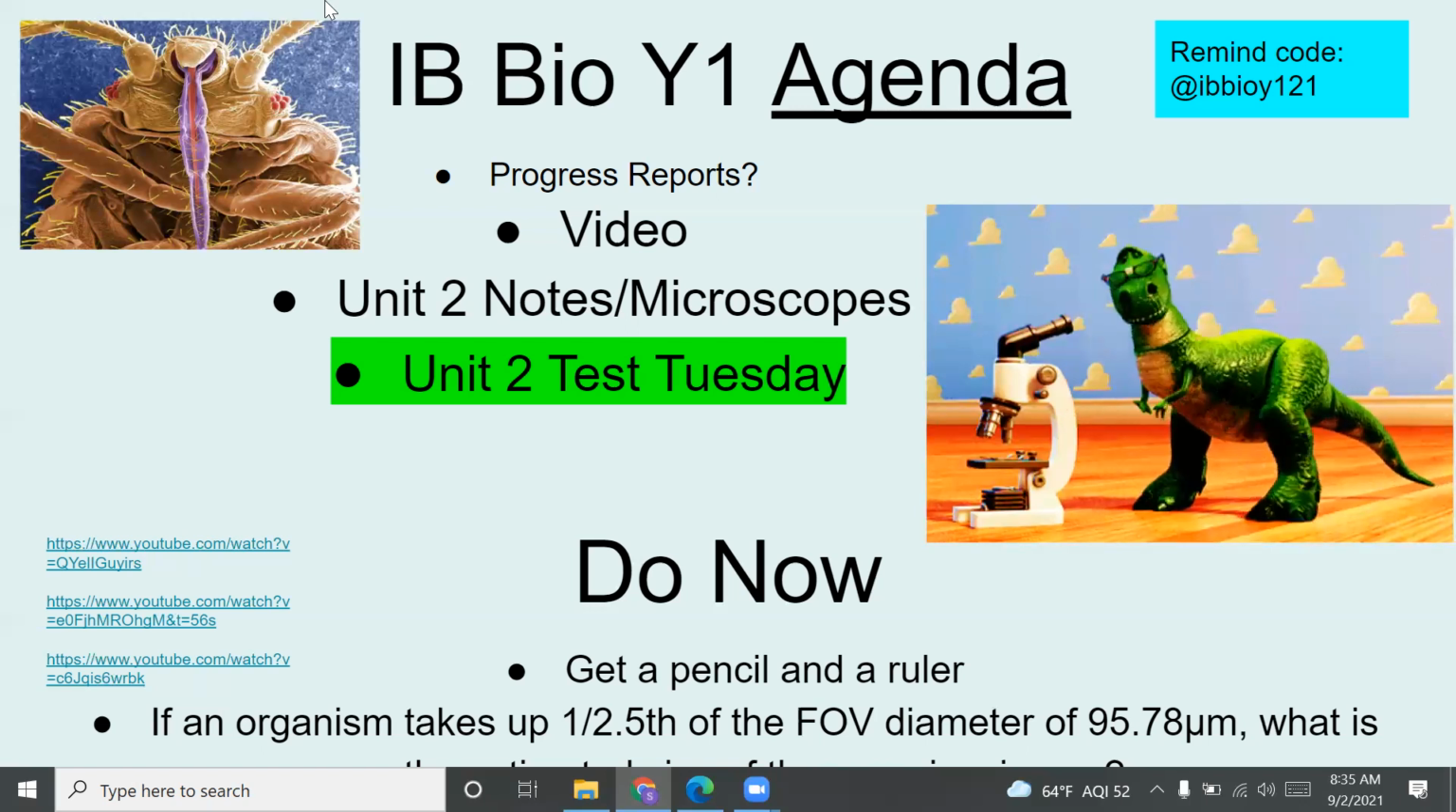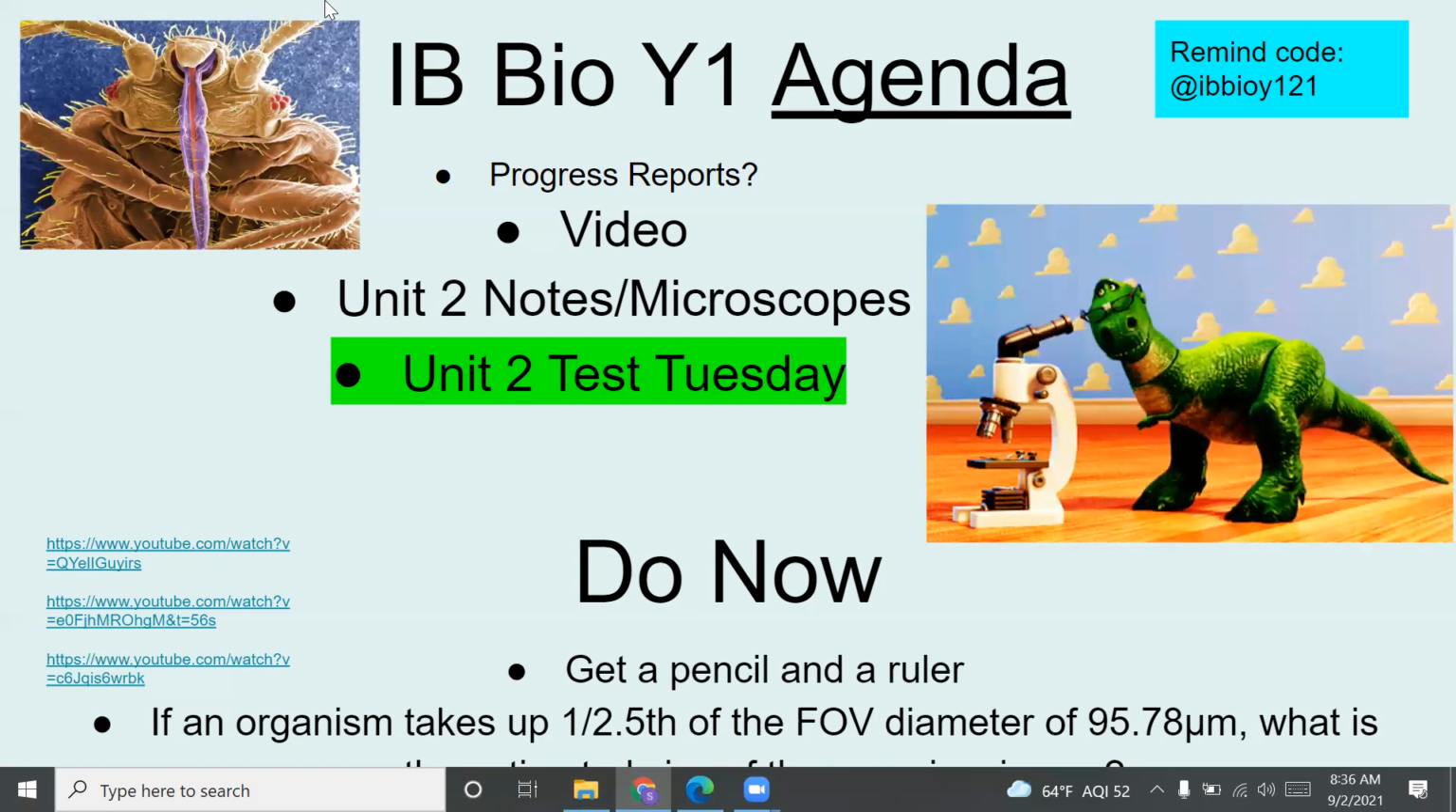Now it's weird to have a decimal and a fraction of this diameter, field of view. So what's the first thing we have to do? Multiply. So we do 95.78 micrometers times what? 1 over 2.5. I don't know that answer. What is that answer? 38.3.